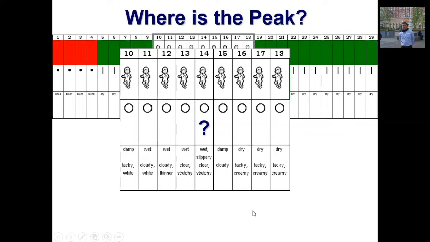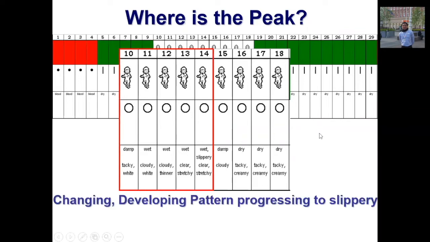Look at the symbol of 15, 16, 17, and 18. I want you to focus on that. I want you to know that the symbols used by the client would be circle. Okay, now, is 15 the day of change? Yes, 15 is the day of change because 15 is no longer slippery. So look what will happen. There is a developing pattern leading to peak. It starts with a damp sensation, it becomes wet, and ending with the slippery on day 14.